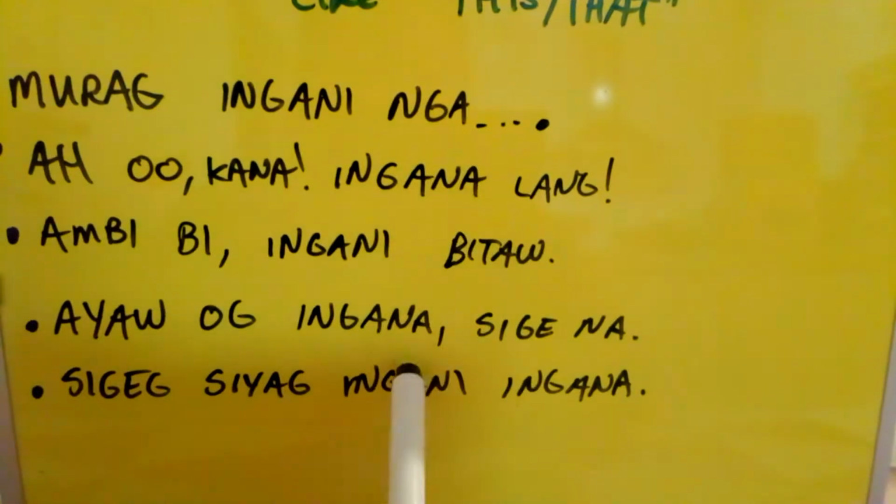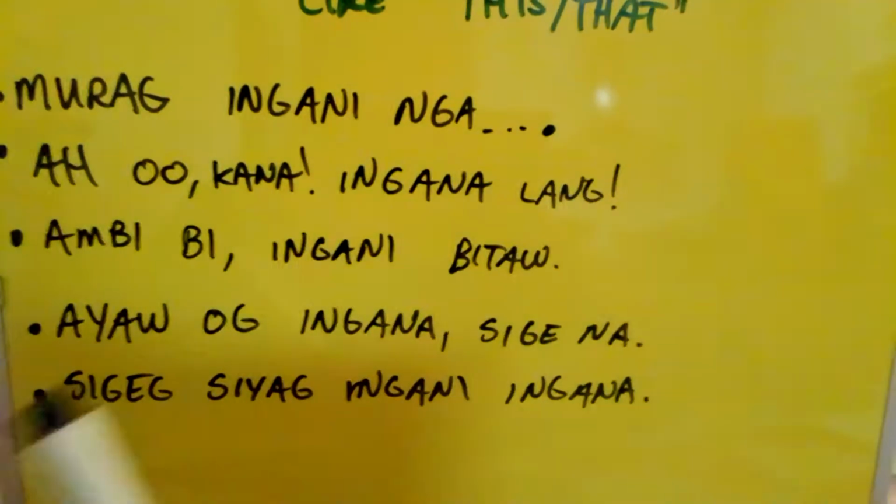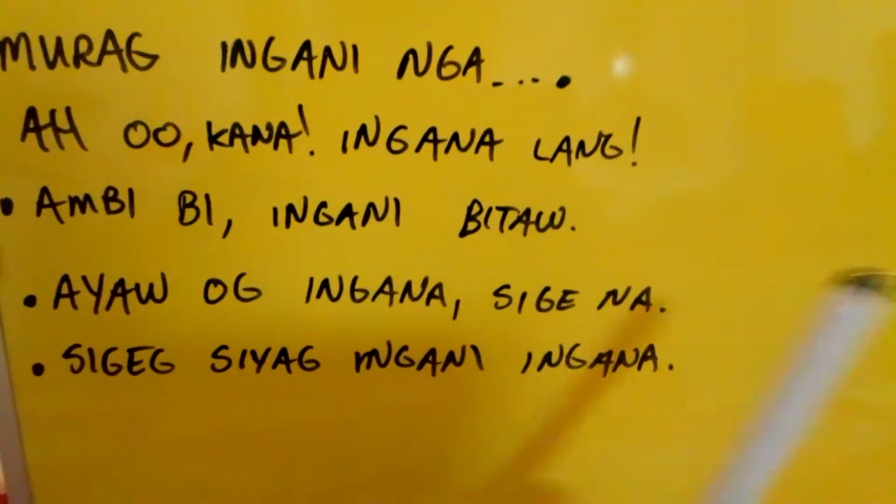Ayoging ana, ayoging ani. Ayoging ani nga. If you add that nga again, ayoging ani nga, blah, blah, blah, you can add more to that fixed expression. Don't be like this, that, blah, blah, blah.